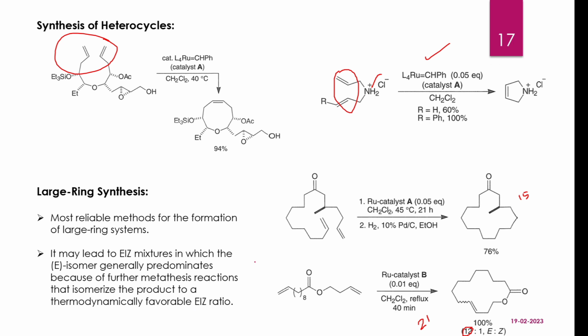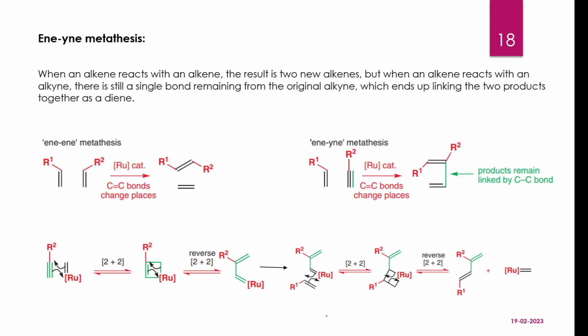Why E major? Because we know that in the case of large rings, the trans is more stable because they can rotate the ring bonds. In the case of small rings, there is a high strain. We are trying to form a trans linkage, but in the case of large rings, as there is flexibility, they can arrange to get the E stereochemistry.